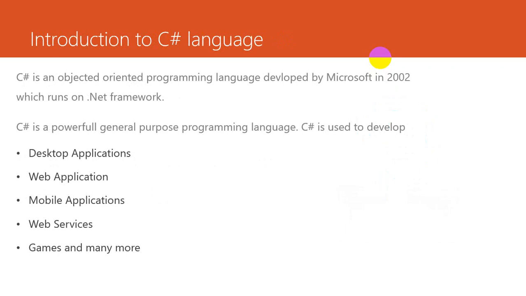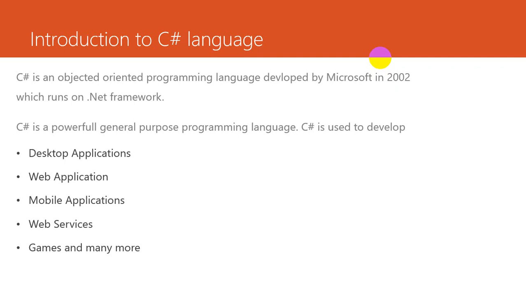What is the C sharp language? C sharp is an object-oriented programming language developed by Microsoft in 2022, which runs on the .NET framework. In the next slide, we will learn what the .NET framework is. C sharp is a powerful programming language. You can develop many applications like desktop applications, web applications, mobile applications, and many more.